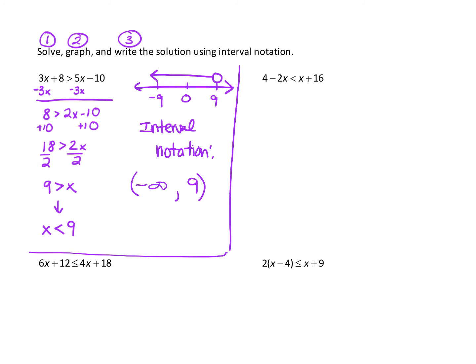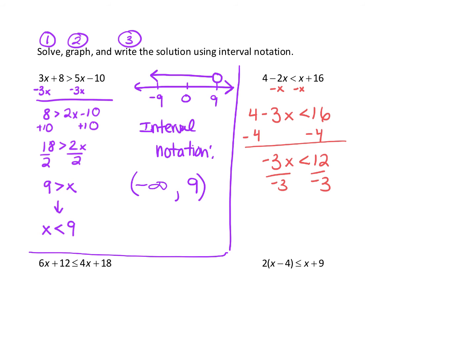All right, let's try number 4. So again, I have variables on both sides. This time, I'm actually going to move this x over, so minus x minus x. You could have also added the 2x. So I'm going to have 4 minus 3x is less than 16. I want to get the variable alone, so I'm going to minus the 4. So I'll get -3x is less than 12.